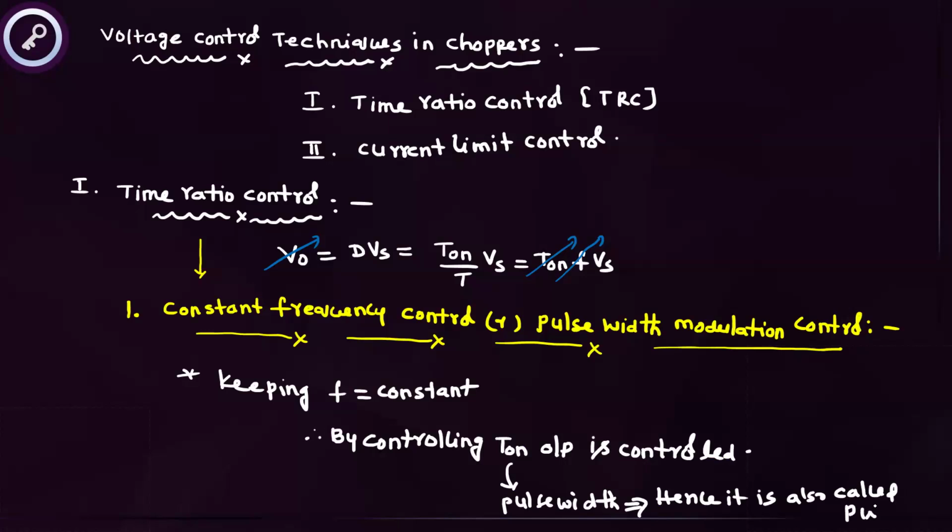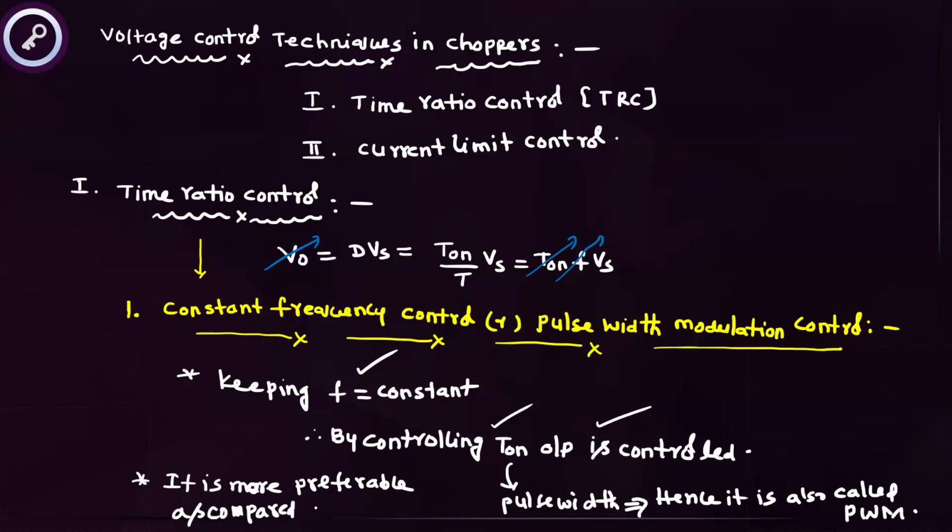Why is the name given as pulse width modulation? Keeping the frequency constant throughout operation, by controlling T on, the output is controlled. That's why it is called constant frequency control. It is more preferable as compared to variable frequency control, that is, pulse width modulation or constant frequency control is more preferable as compared to frequency modulation, FM control.